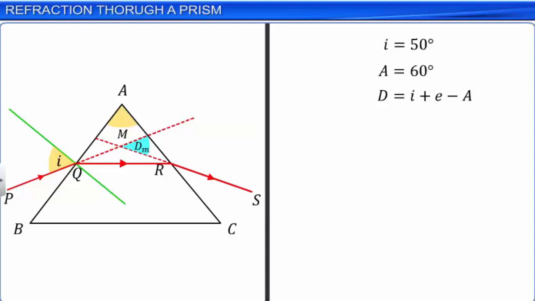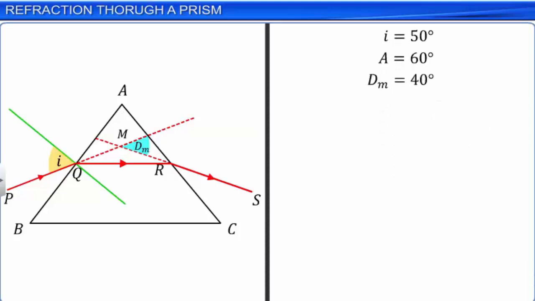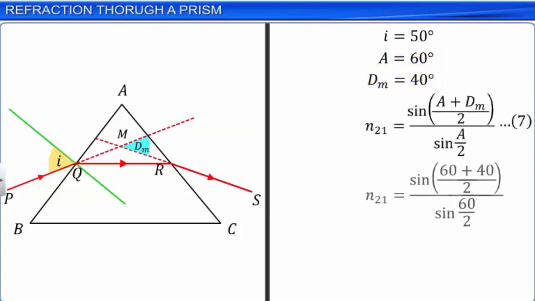Example 2. A prism of refracting angle of 60 degrees made of glass of refractive index 3/2 is immersed in water of refractive index 4/3. Find the angle of minimum deviation for a light ray passing through the prism. In this problem, it is given that refracting angle A is equal to 60 degrees. Refractive index of glass ng is equal to 3/2. Refractive index of water nw is equal to 4/3.